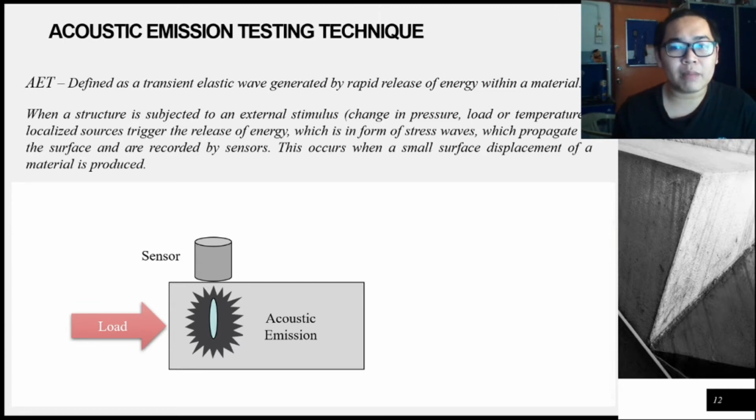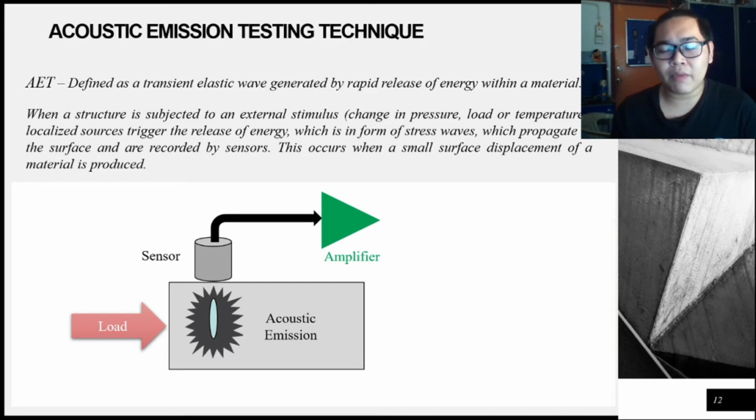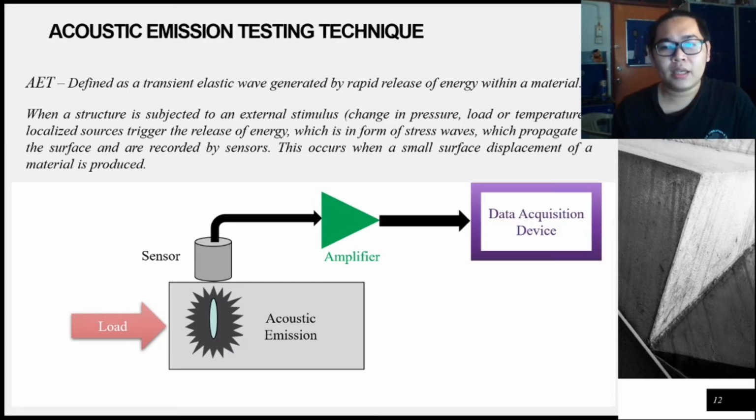This acoustic emission is then captured by a sensor, which absorbs the signal and then sends it to an amplifier, as an AE has very low energy, like I have mentioned before. Lastly, it is sent to the data acquisition device to be analyzed for the location of the emission, or the location of the defect.